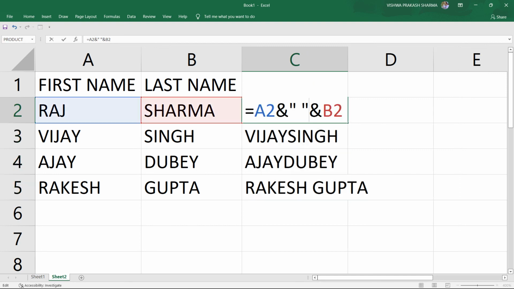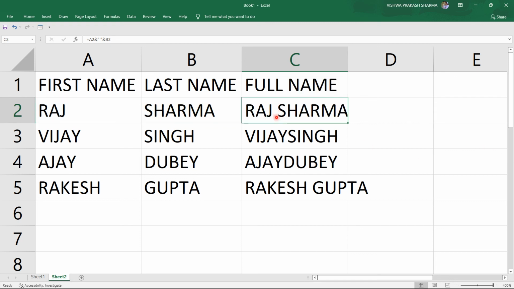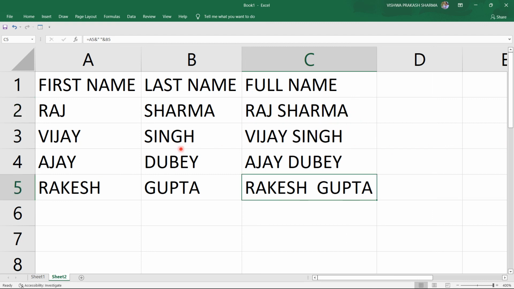Now what do we do? We modify our formula and write equals A2 ampersand, double quotes, space, double quotes close, ampersand B2. When you write this type of text formula and press enter, you will see a space between the first and last name. Now with the fill handle, just copy the formula to the next cells, and you can see the cells below also have the space. So for the space we do this.